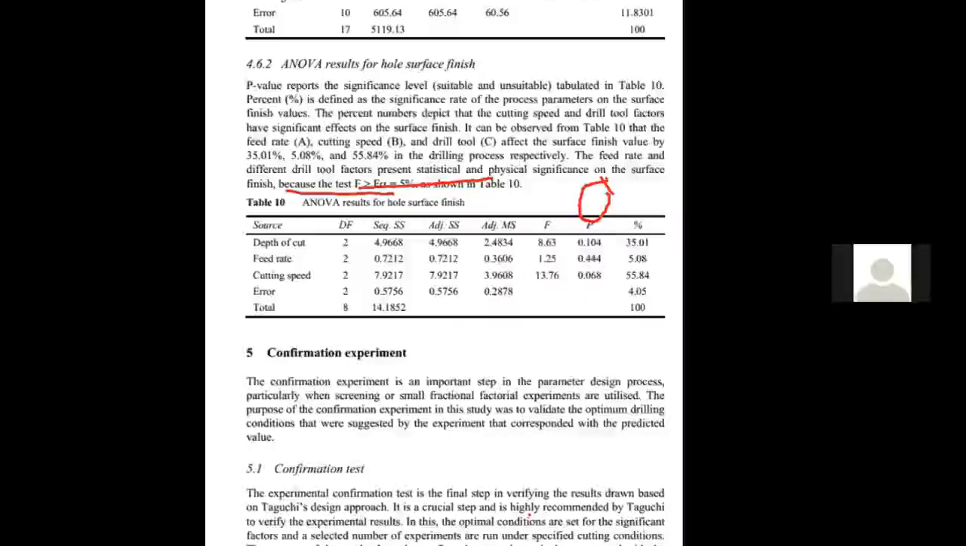But environment is not in my hand. So I will say that 95% confidence level I can maintain. But if I have the experiment in a very controlled environment, I can say 99% confidence level. Now, if it is a confidence level of 99%, P means 1 minus confidence level. What is the meaning of P? P is 1 minus confidence level.